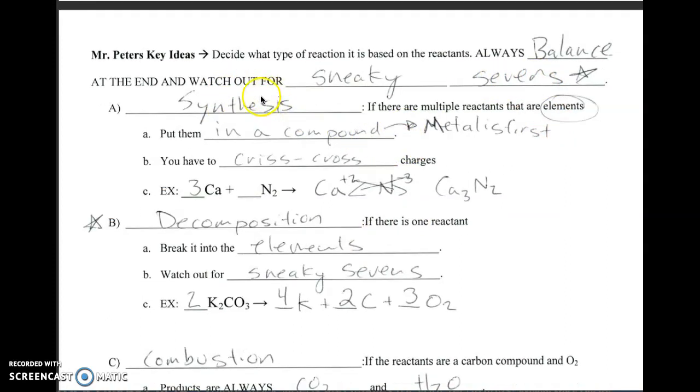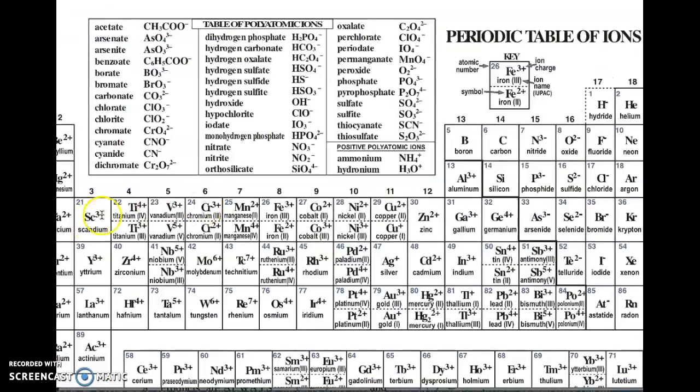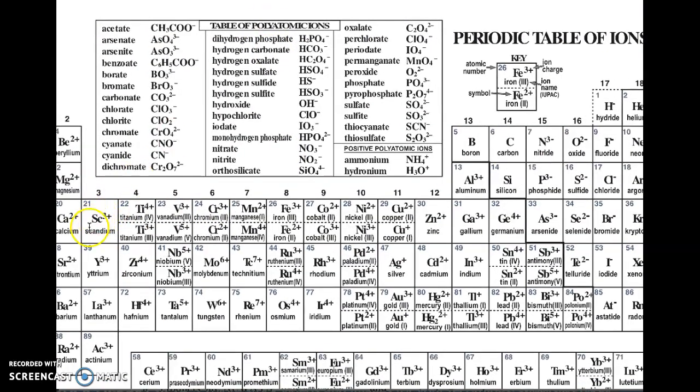So in a synthesis reaction, there's going to be multiple reactants that are elements. So I got calcium and nitrogen. Specifically, I get a metal and a nonmetal. So I want to put them into a compound. So what I have to do is find the charges and then crisscross. So I'm going to write out calcium. Ca is a +2, N's a -3. All I did was reference my periodic table to find that. Ca is a +2, N's a -3.